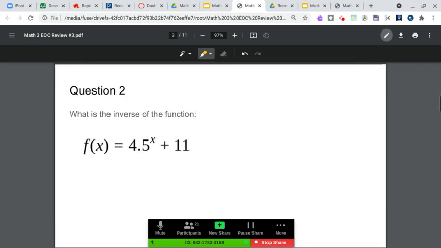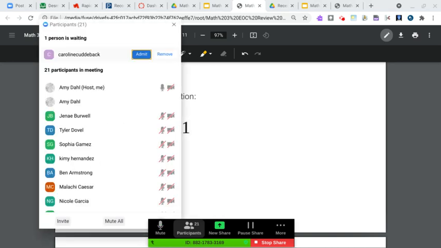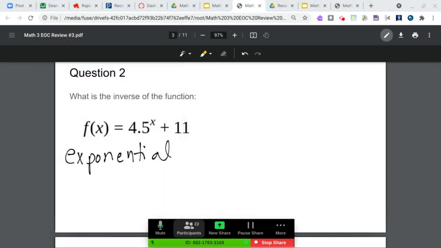Okay, number 2. Number 2 says, what is the inverse of the function? So the function is an exponential function. How do we know it's exponential? It has x in the exponent. So in order to create the inverse function, we follow a series of systematic steps. And what we'll end up with is a logarithmic function because exponential functions are inverses with logarithmic functions.